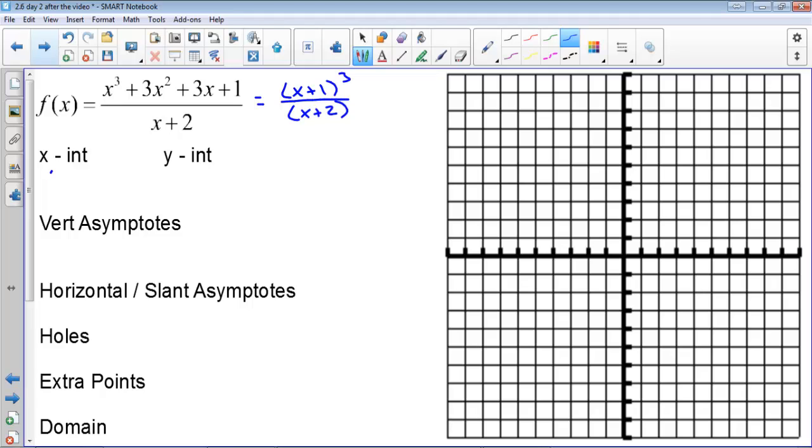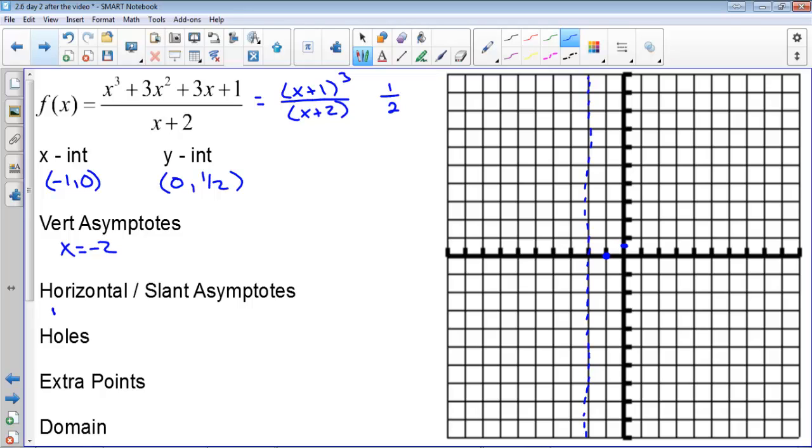X-intercepts, that's what makes the top 0, so -1, 0. Y-intercept, we plug 0 in for x, and we get 1 to the third, which is 1 over 2, so it's 1/2. We have -1, 0, and 0, 1/2, right there. Vertical asymptotes, that's what makes the denominator 0. So x equals -2. Here's our vertical asymptote.